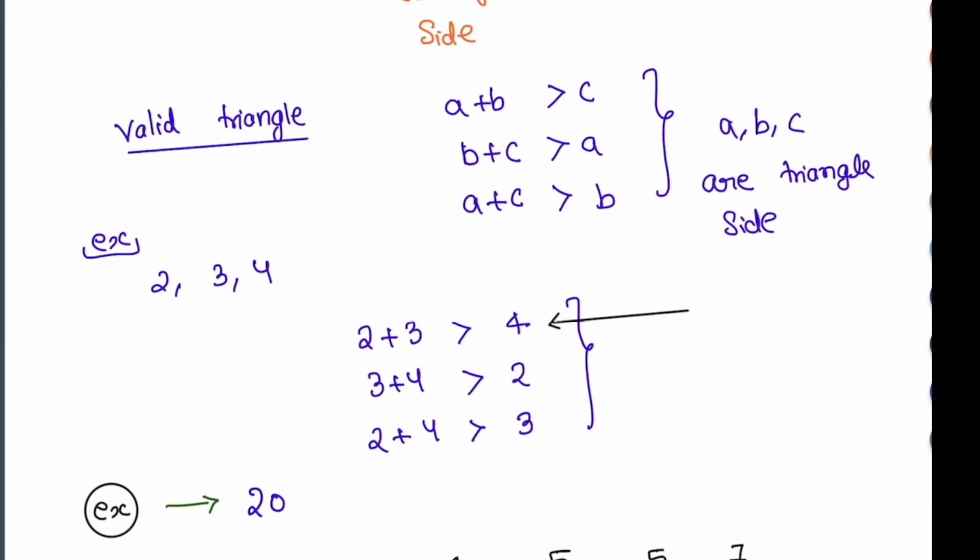So what this tells us is we need to check the condition just one time, taking the two lowest numbers as A and B and the highest number as C. If the condition is true, then the triplet is valid.